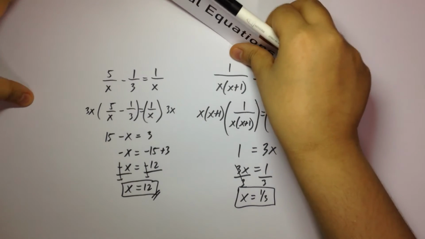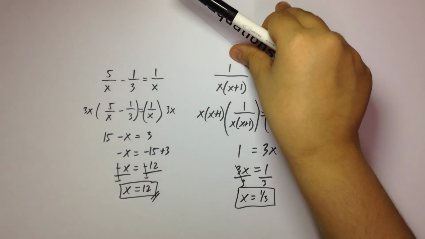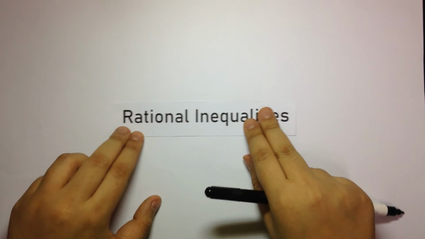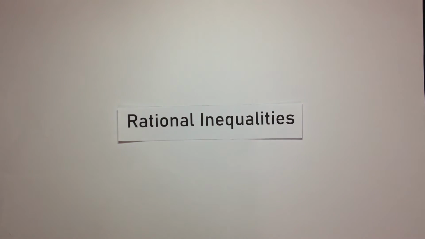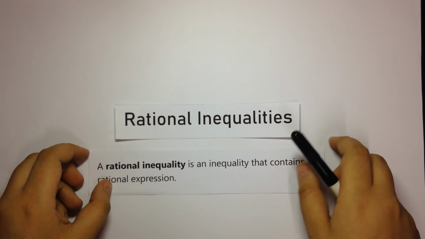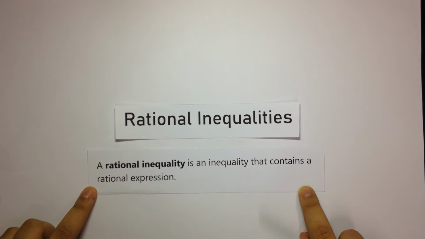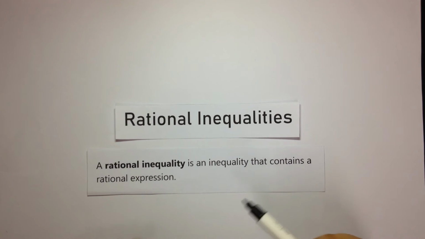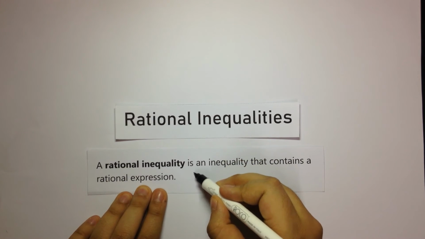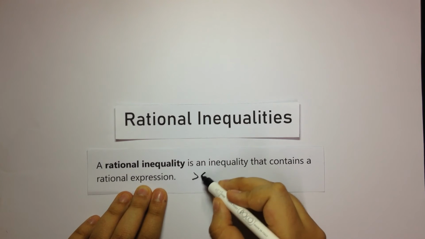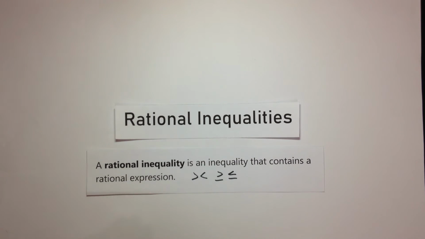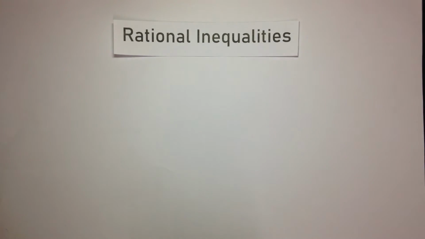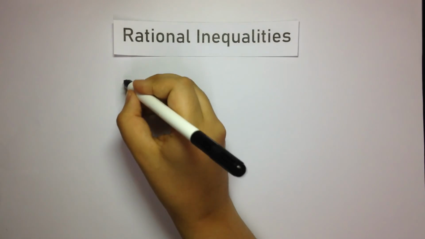Now, let's move on to rational inequality. A rational inequality is an inequality that contains a rational expression. Inequalities can be with the signs of greater than, less than, greater than or equal to, or less than or equal to. So here, let's have the first example.